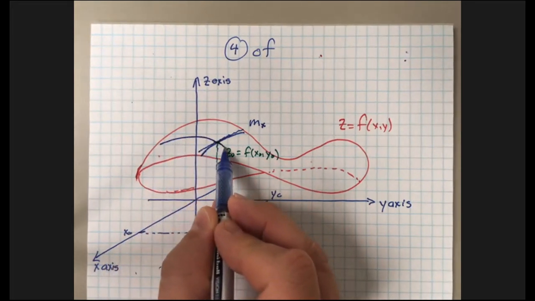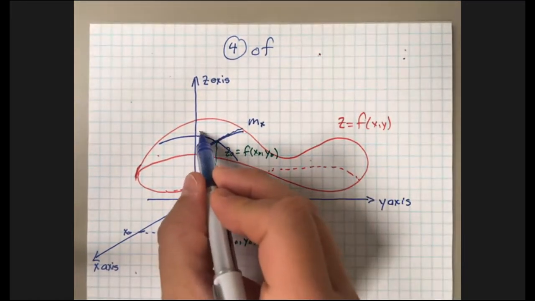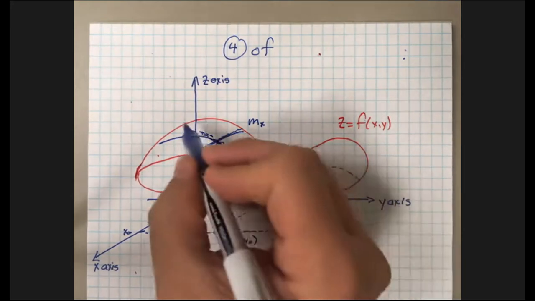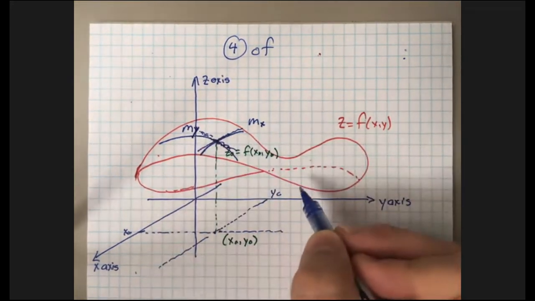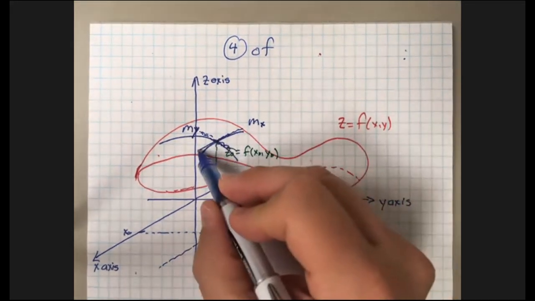Might have a pretty extreme slope at that point. Let's call that tangent line, have a slope in the y direction. My drawing is getting too messy. Do you see what I'm going to say?